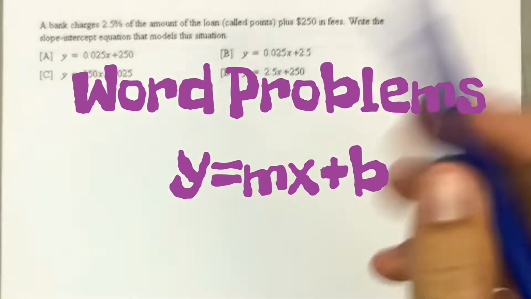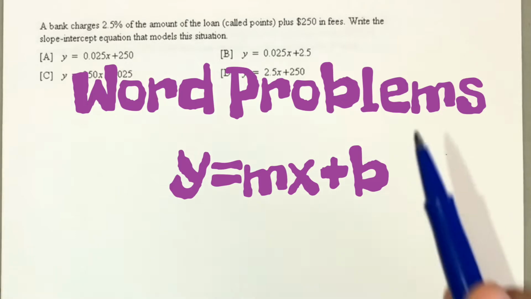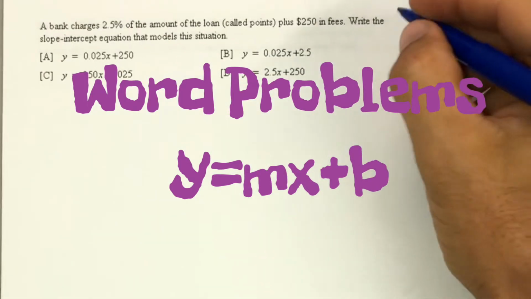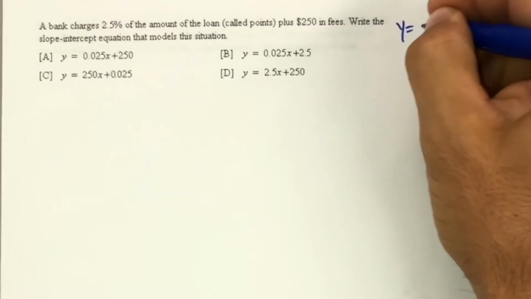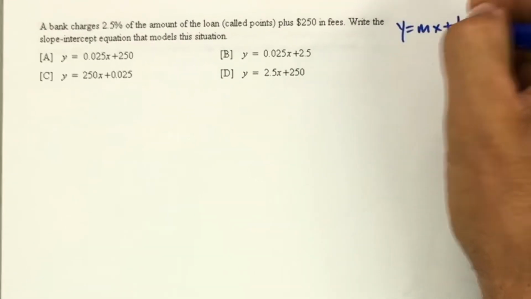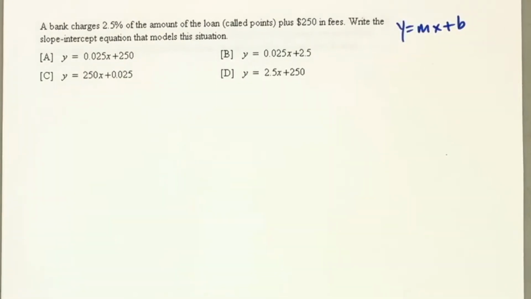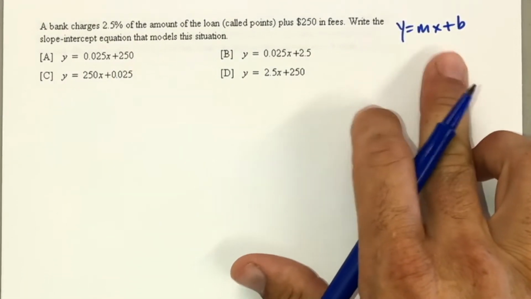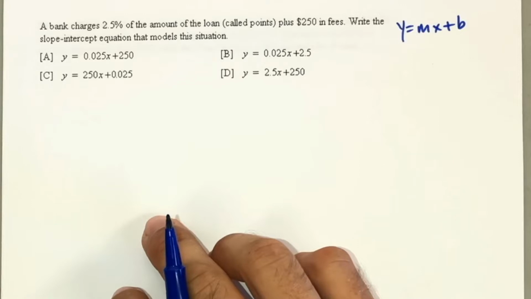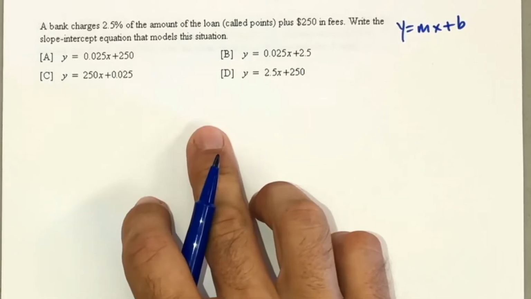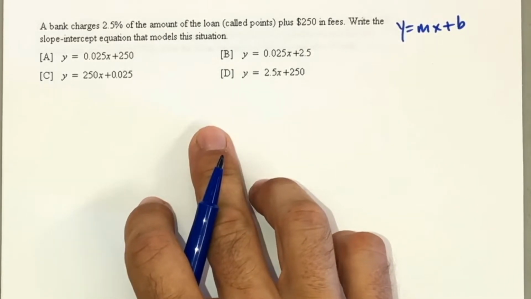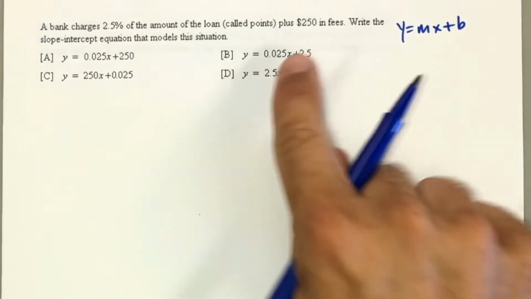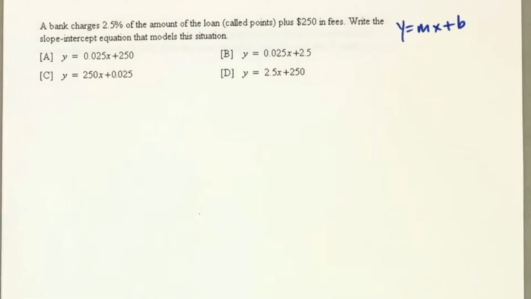Okay, welcome. Today we're talking about linear equations, graphing linear equations, and word problems that take the form of slope-intercept, basically taking word problems and associating them with a slope and intercept and maybe a graph. Here's a good one. It talks about a bank loan at 2.5% with some fees of about $250.